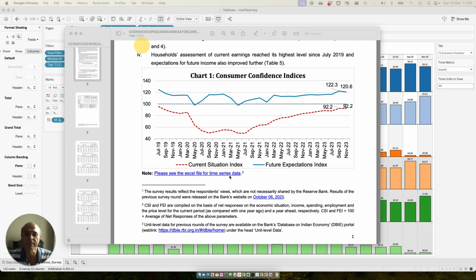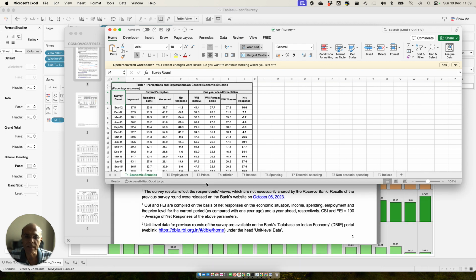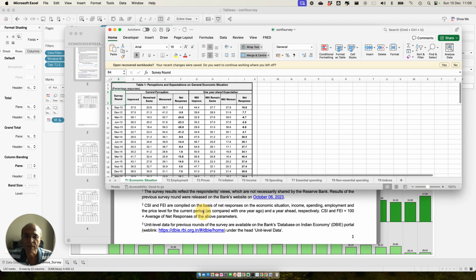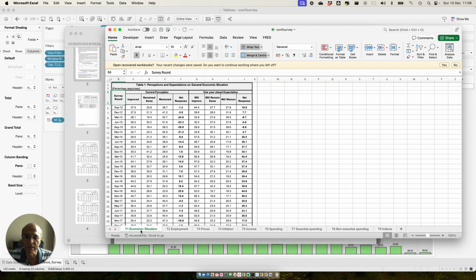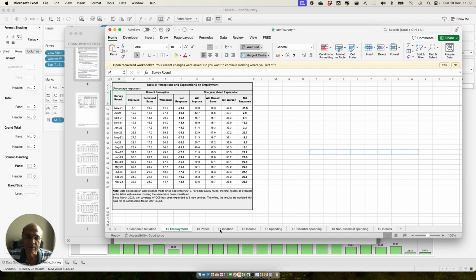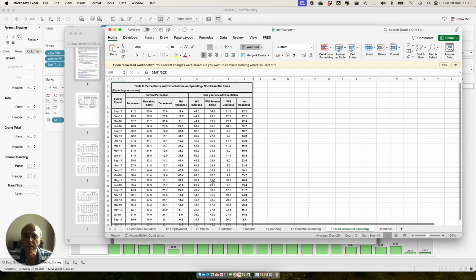So what I have done is, I have taken out this time series data and it looks something like this. I'm going to show you how it looks. This time series data has different tabs capturing different economic dimensions. Like the T1 table is economic situation, T2 table is employment, T3 is price, T4 is inflation, and then we have non-essential spending. All the dimensions are captured starting from 2015.